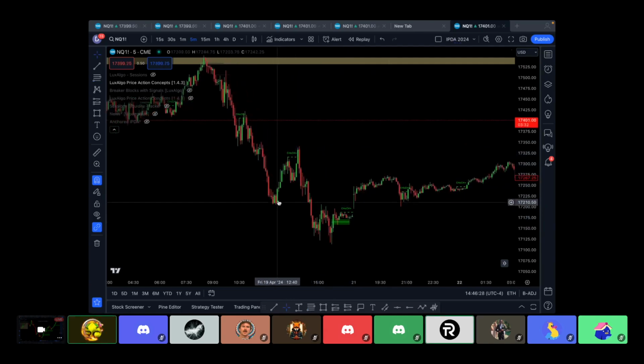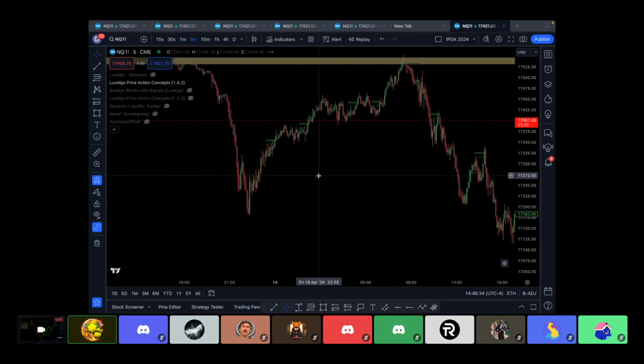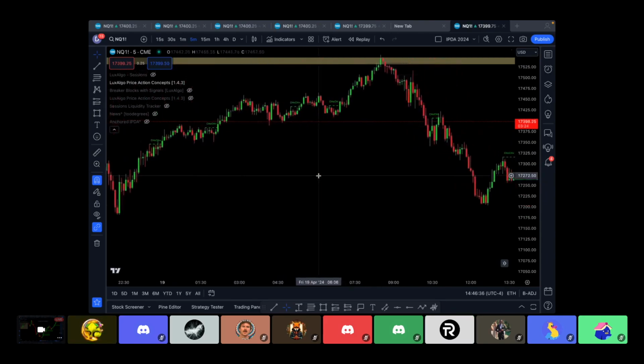This is not a dealing range. This is not a dealing range. This low, take out this low, but this high didn't take out this high. This is not a dealing range. So suppose you have a chart like this.